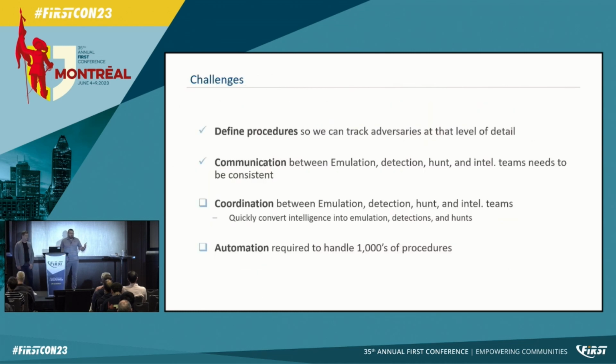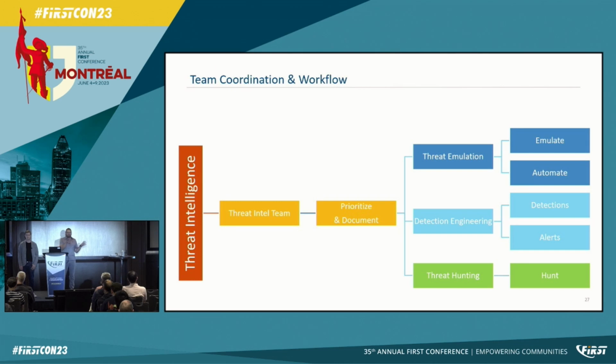So we defined our language, we've got a way to communicate it, but we need to coordinate this information back and forth between teams. This is a general workflow of intel through our organization, pretty straightforward. Threat intel comes in, our threat intel team prioritizes it, documents it, and passes it off to our emulation teams, our detection engineering teams, and our hunting teams for doing whatever processes they need to do for it.